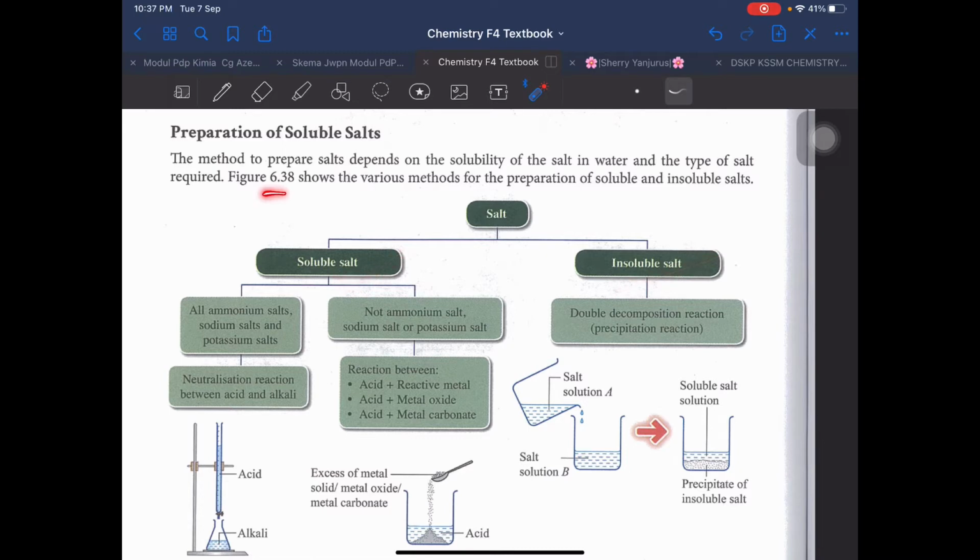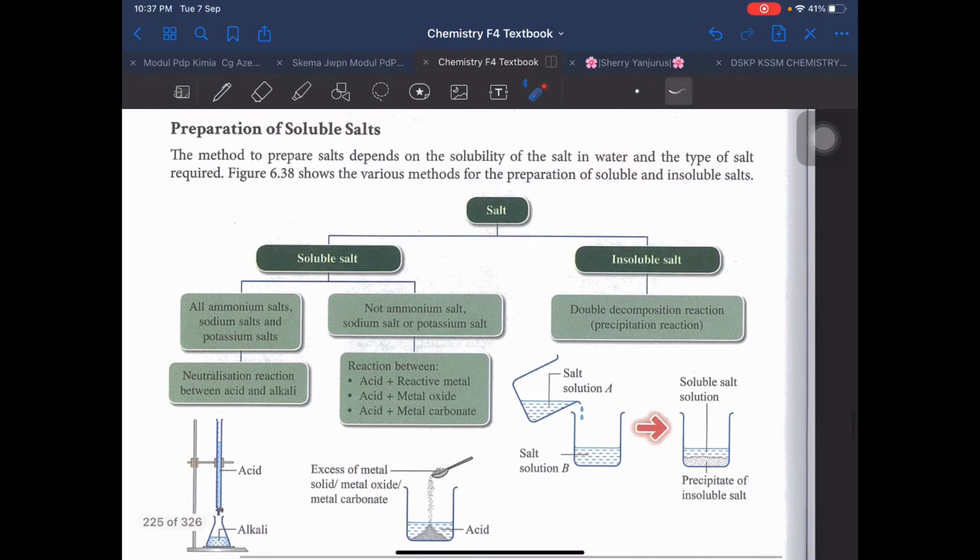Okay, so Figure 6.38 shows the various methods for the preparation of soluble and insoluble salt. Mari kita tengok this one first, soluble salt. There are two groups here. Satu, if the salts are ammonium, sodium, potassium salts. Satu lagi, if it's not ammonium, sodium, and potassium salt. Senang cerita, this type is the SAP. Okay, sodium, ammonium, potassium salt. And this is not SAP. Ini bukan SAP. Not sodium, not ammonium, not potassium salt.